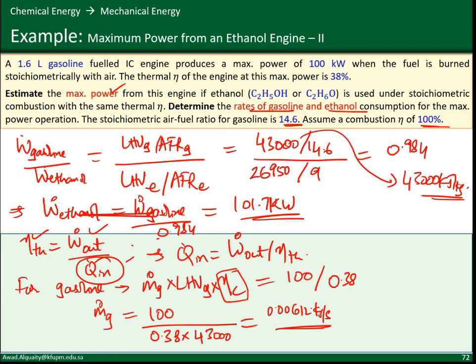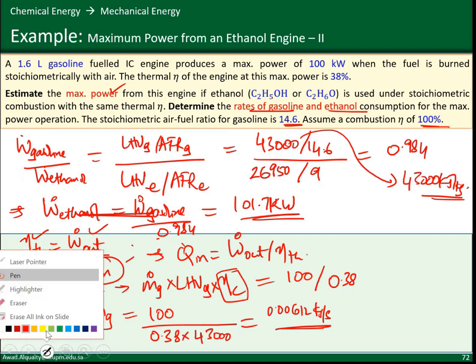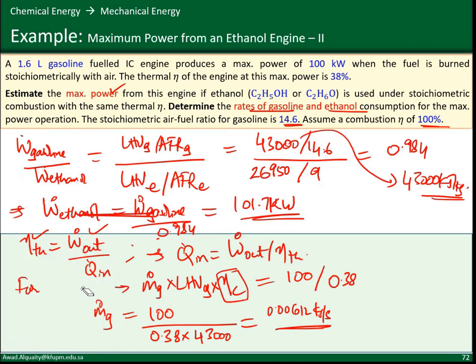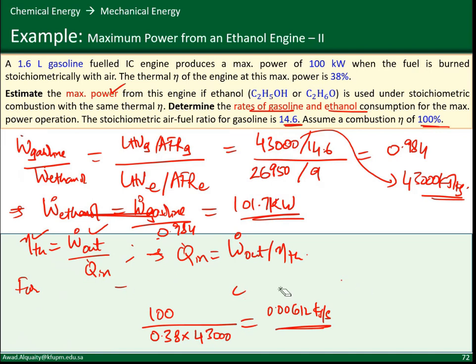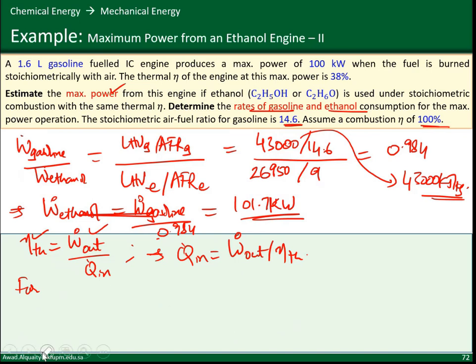Now we can do a very similar calculation for ethanol as well, right? And what you will see is that for ethanol, let me do that here. Now for ethanol, it's essentially the same thing, right? The only difference is the power output is different. And of course, the heating value is different. Now for ethanol, Qn, as we said, mass flow rate of ethanol, low heating value for ethanol times combustion efficiency.